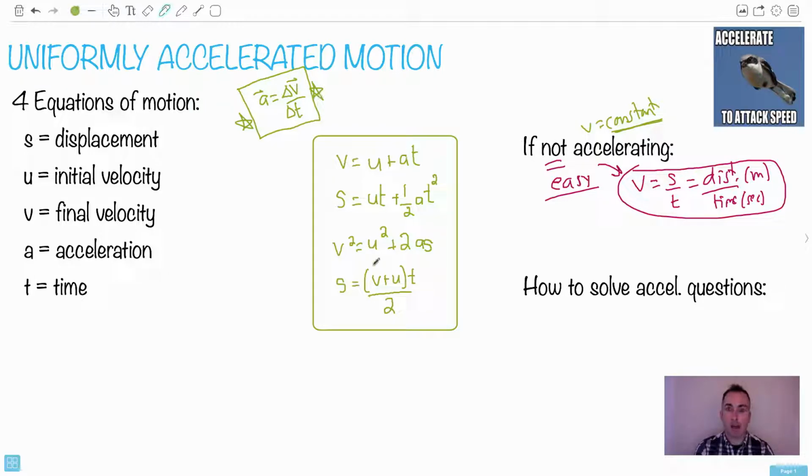Now there are these 4 main equations of motion which you don't have to memorize, but they go v equals u plus at. You've got s equals ut plus half at squared. You've got v squared is u squared plus 2as. You've got the other one here with s equals (v plus u) times t over 2. It's important to make sure you know what all these different letters mean. So that's why I'm going to add to them here.